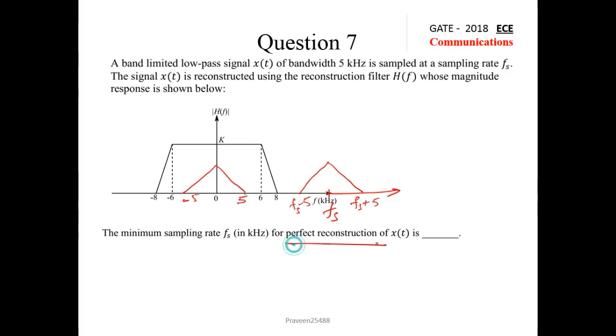and for perfect reconstruction with this filter, this fs minus 5 should be greater than or equal to the upper cutoff frequency given here, which is 8. So here fs minus 5 should be greater than or equal to 8. So from here fs we can easily find, which is 13. In the question it is asking for the minimum sampling rate. So the minimum sampling rate is 13 kilohertz. So here we will write 13 in the answer.